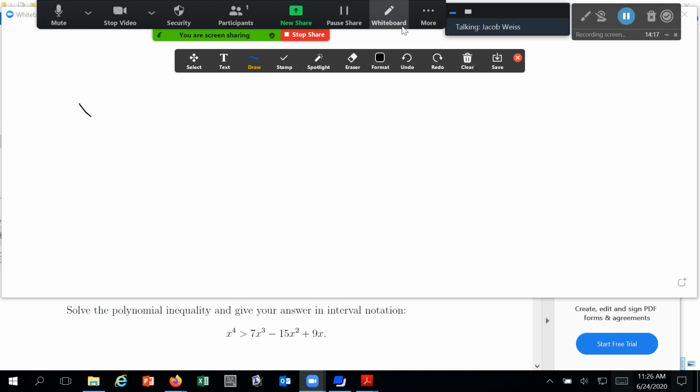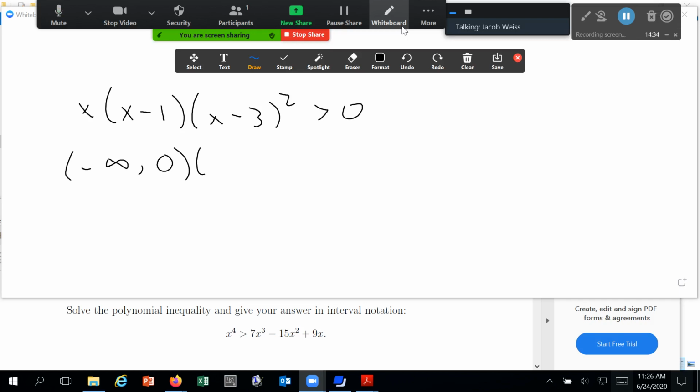All right, so what we do is we use those zeros and we break up the real numbers into intervals using those zeros. So we go from negative infinity to the smallest one of those, which is 0. Then we go from that one to the next one. The next one is 1. Then we go from that one to the next one, which is 3. Then we go from that one to the next one. There is no next one, so we go all the way to infinity. All right, so we have 3 zeros. It gives us 4 intervals.